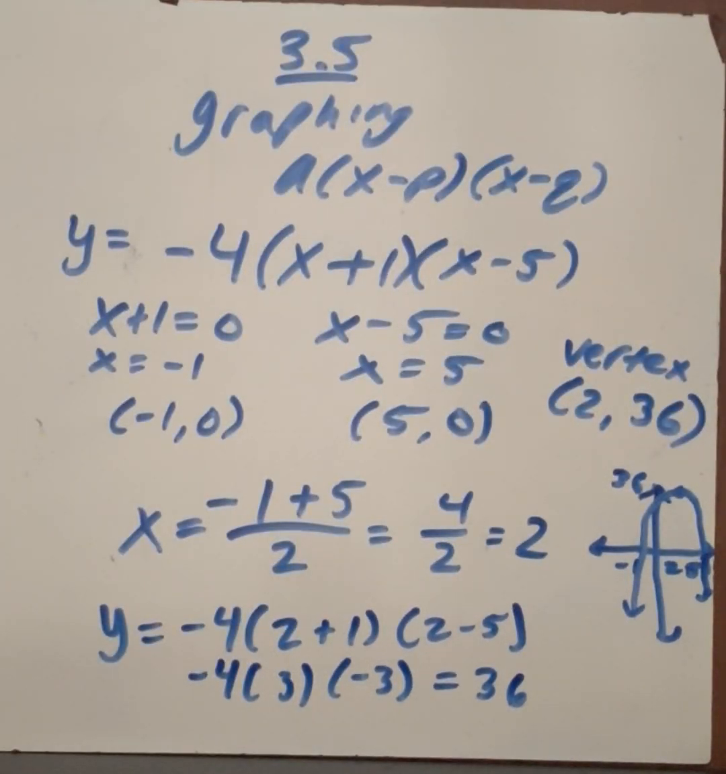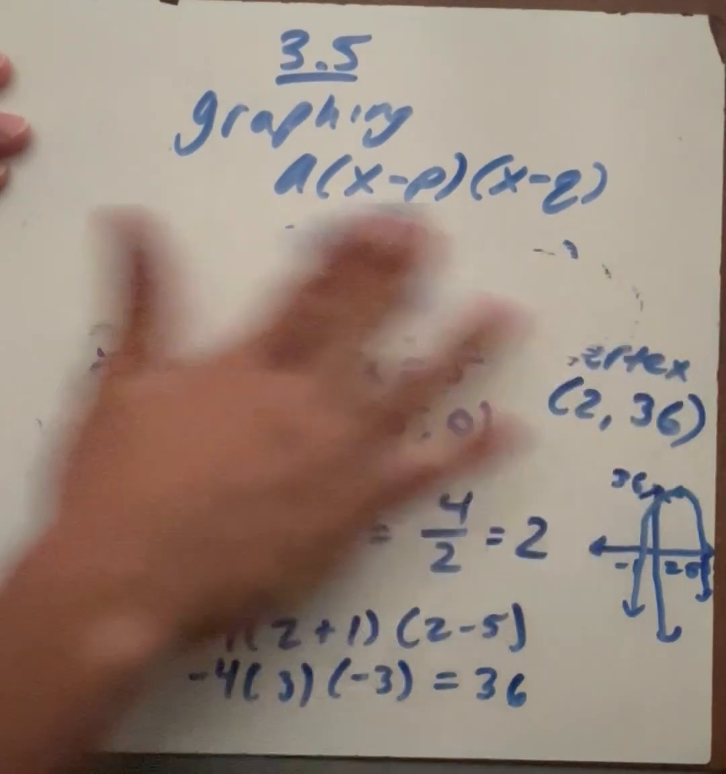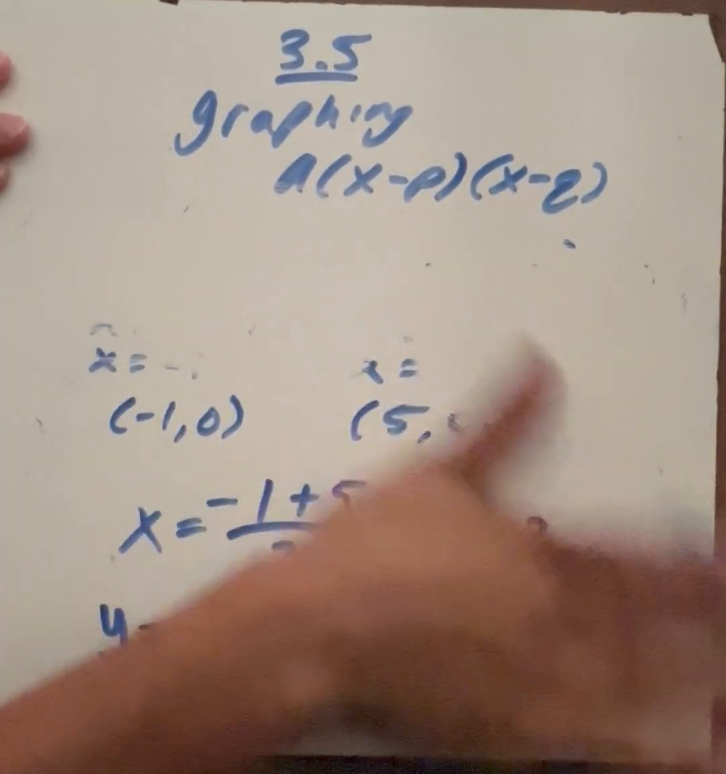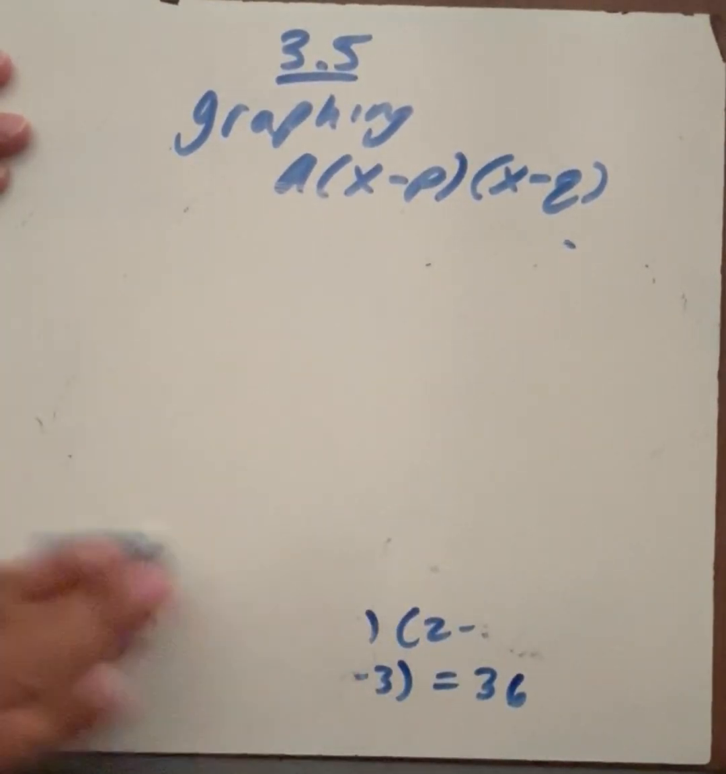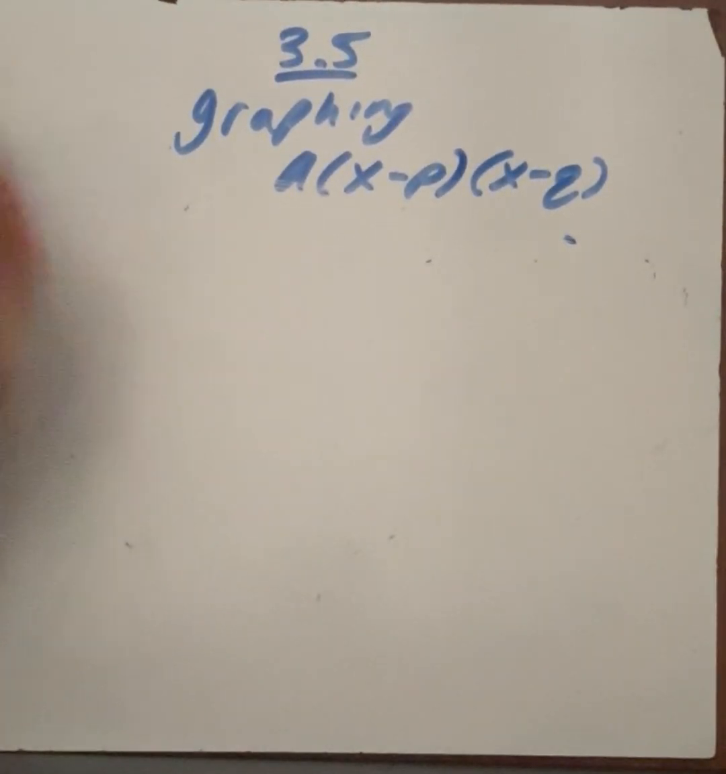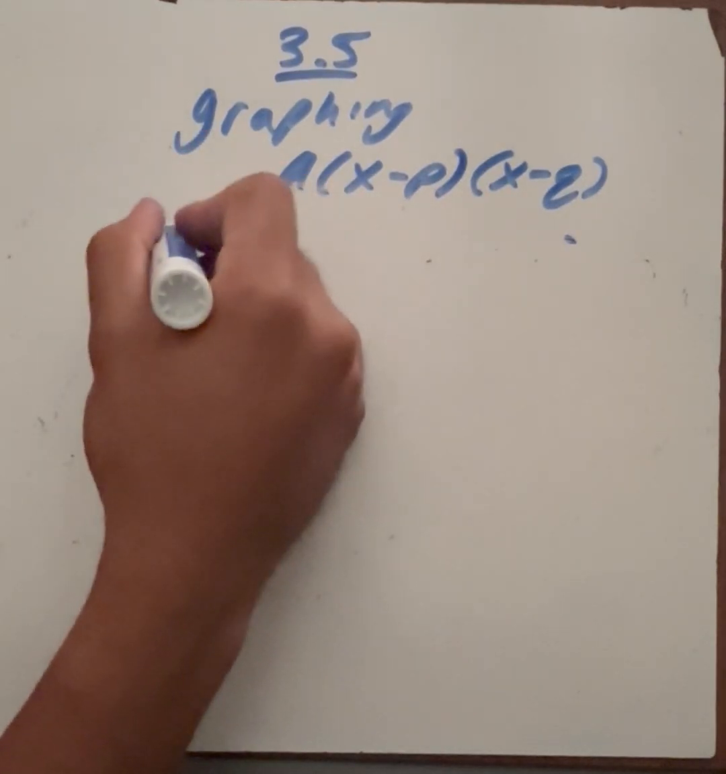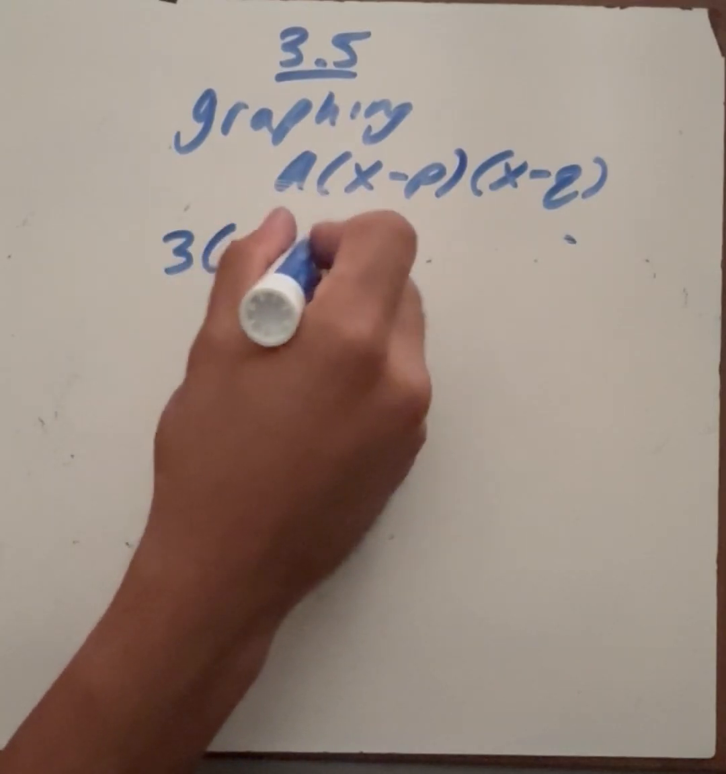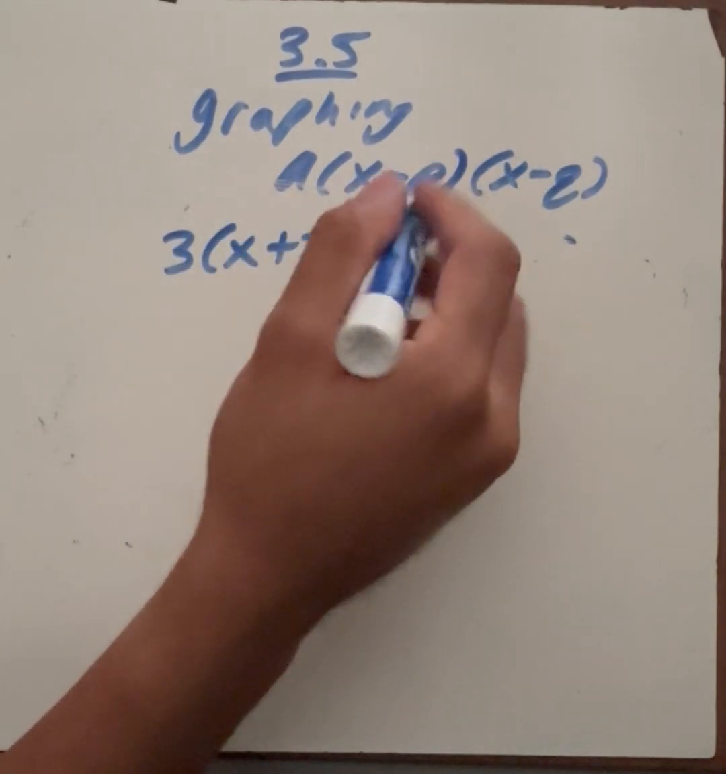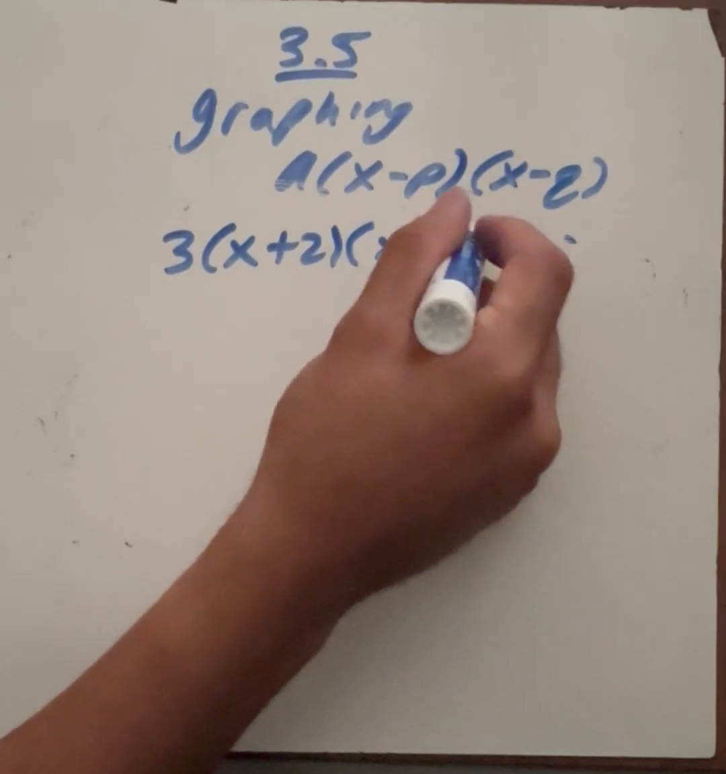All right, let's go and take a look at a similar question. A similar question would look like this. Let's say we had 3 times (x plus 2) times (x minus 3).